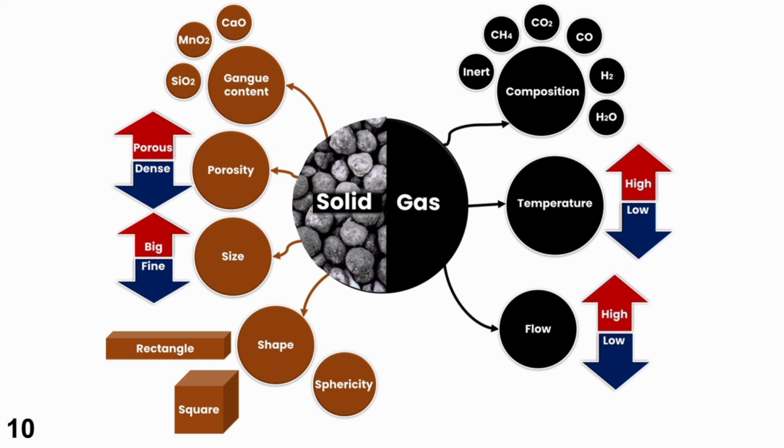To study the impact of parameters, we need to look at both the gas and solid phases. In the solid phase, important aspects are the gangue elements, which are the non-iron oxide compounds, along with porosity, tortuosity, and the shape of pellets. For the gas phase, we need to focus on the flow rate, temperature, pressure, and the composition of the gas.